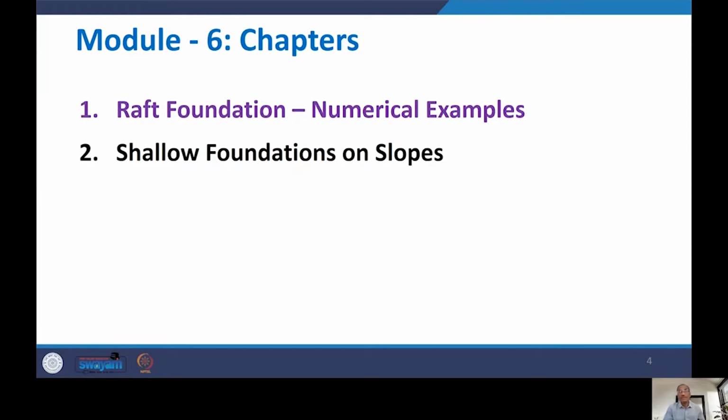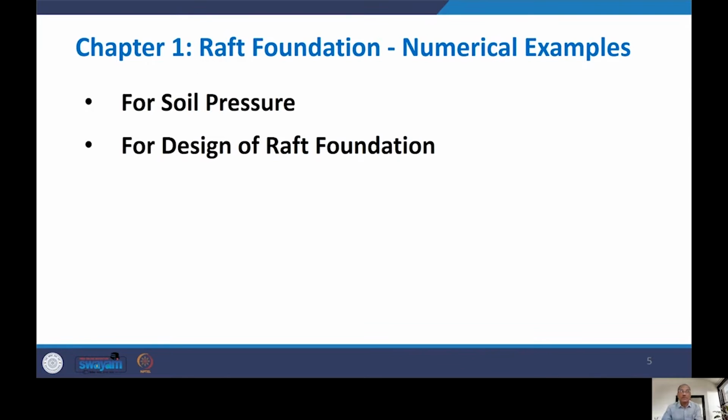So basically, we have already talked about shallow foundation in module 2. However, we discussed the Raft foundation, but numerical examples were not discussed. So we are going to talk about some numerical examples on Raft today. What we are going to cover in today's lecture is first an example of soil pressure, and then some example on design of Raft.